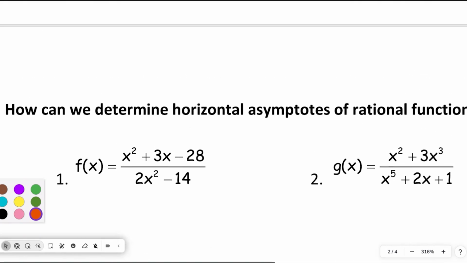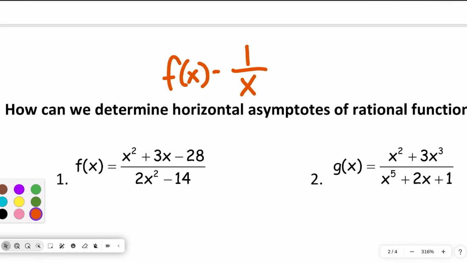The function 1 over x. Let's consider this. Okay, so we'll say f of x is 1 over x. So the numerator is constant. The denominator is variable. What happens as x goes to infinity in a function like this?